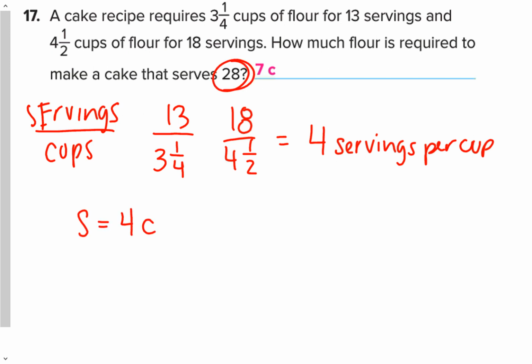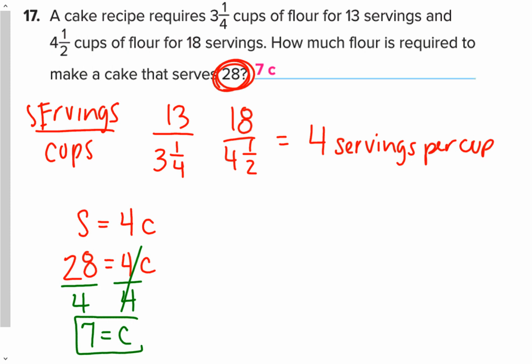So now we want to know how much if it serves 28. So 28 equals 4 times C. We don't know what that value is. We can divide by 4 on each side, and we'll get that the number of cups equals 7.